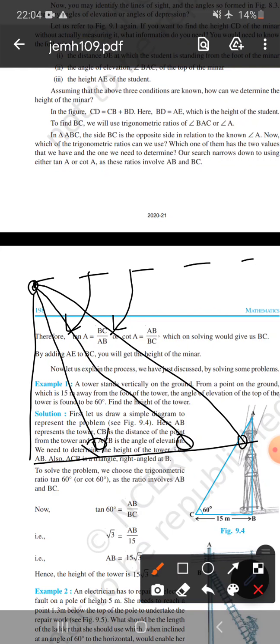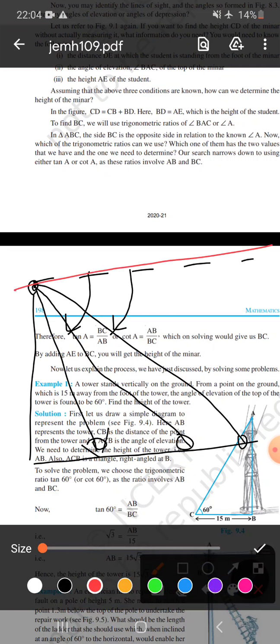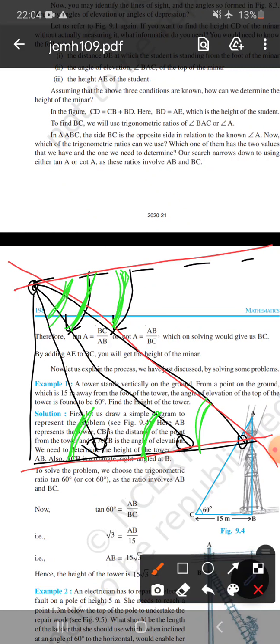So if we say that these are the two parallel lines, and again this is a transversal which is intersecting these two parallel lines, then we can say that alternate angles will be equal. That means the angle of depression will be equal to this angle, and in this case also this angle will become equal to this angle, and this angle will become equal to this angle. So this is the fundamental of this chapter.